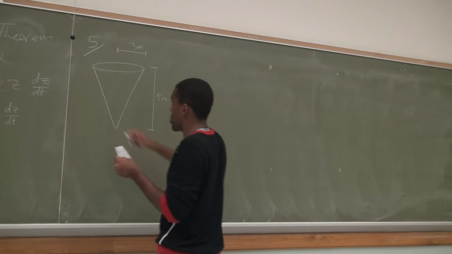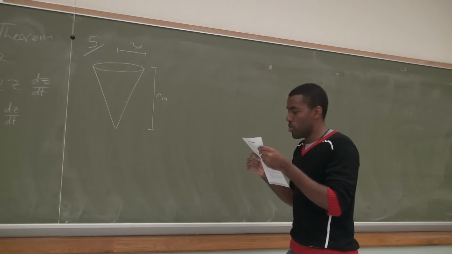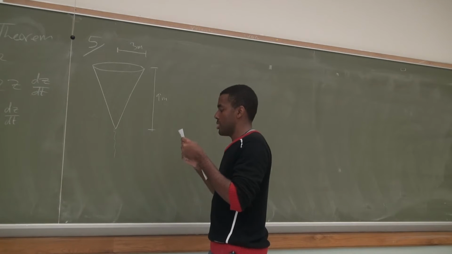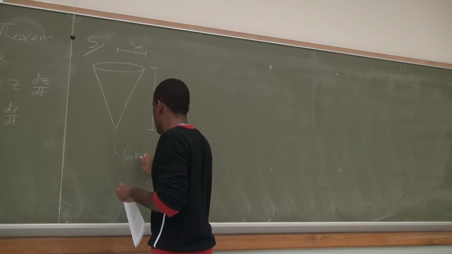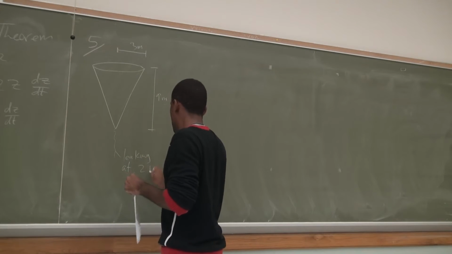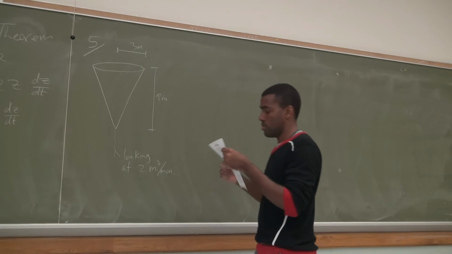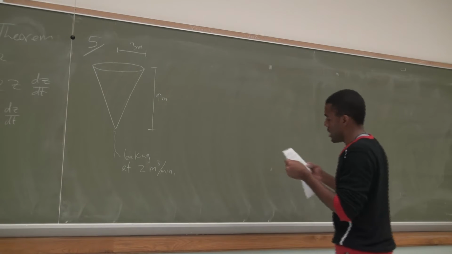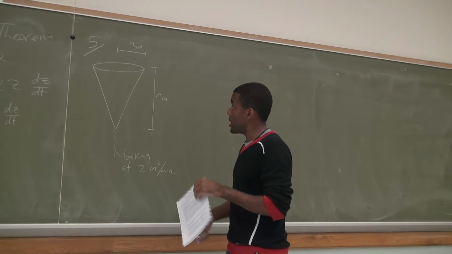It starts off filled with water. Here's water in this thing. But the water is leaking out from the bottom. It's leaking at 2 meters cubed per minute. How fast is the radius of the remaining water decreasing when the radius is 1 meter?